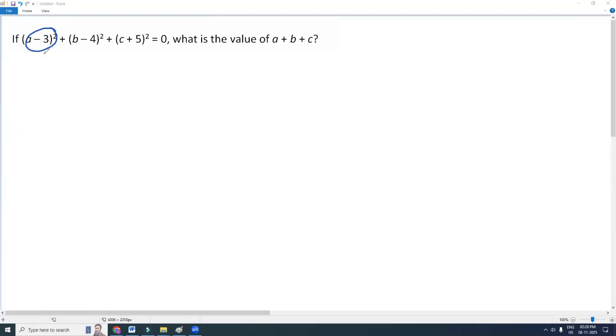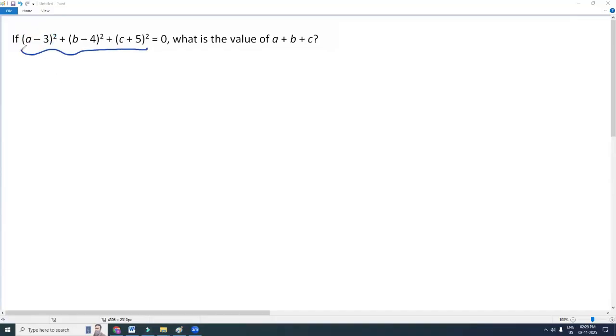The first one is a square term, that is (A − 3) squared. The second one is also a square, that is (B − 4) squared. And the third one is (C + 5) squared. We know that the value of a square term can be 0 or positive. It can never be negative.